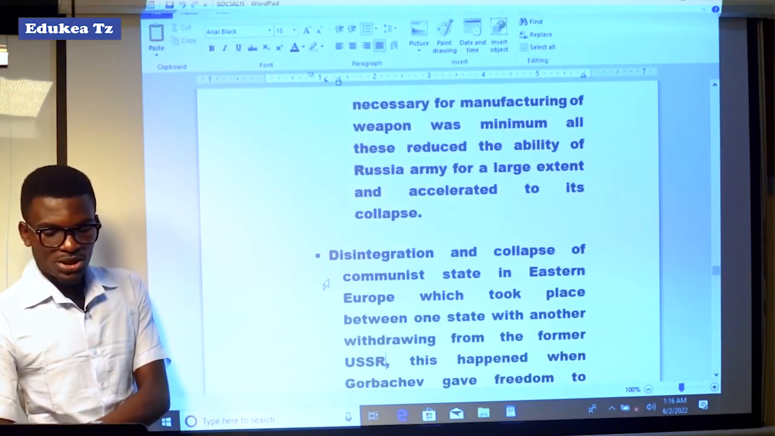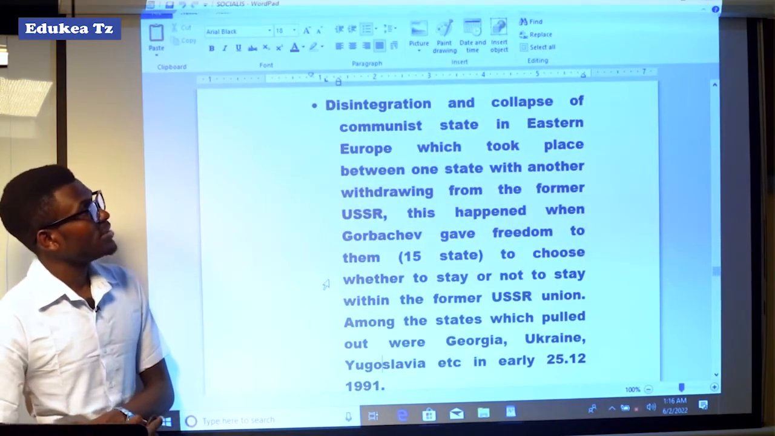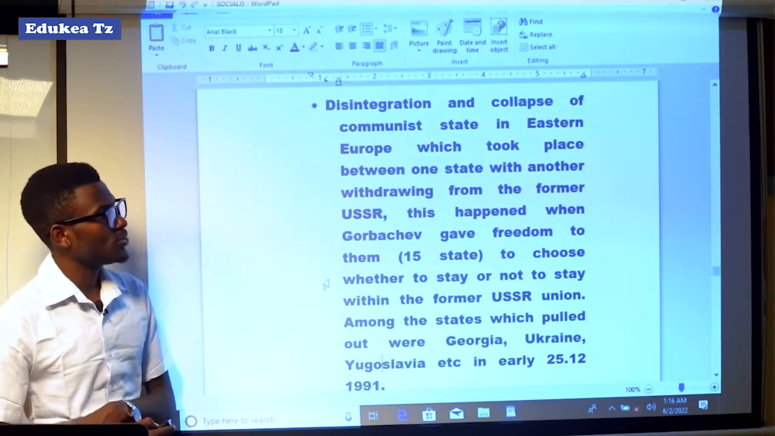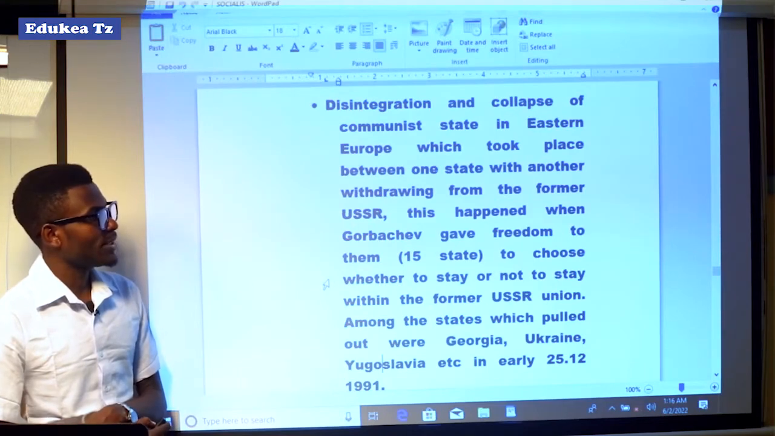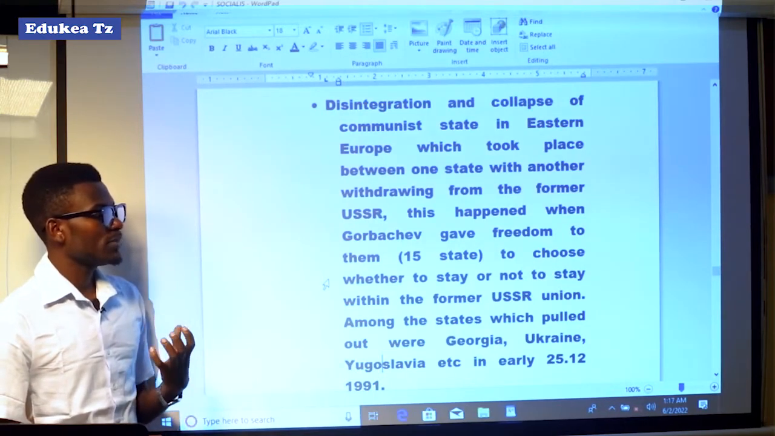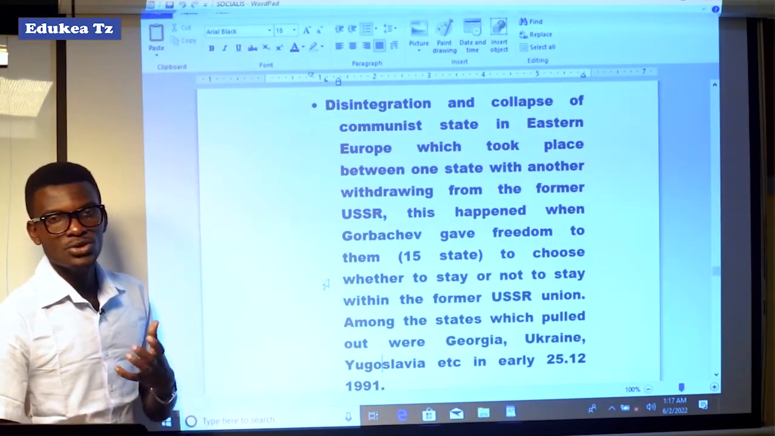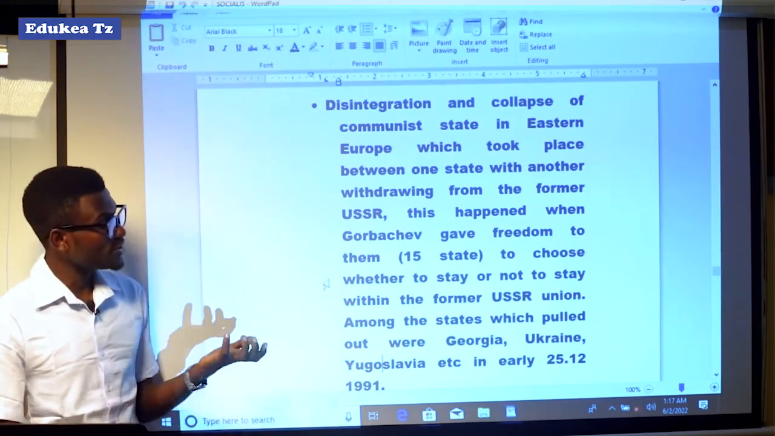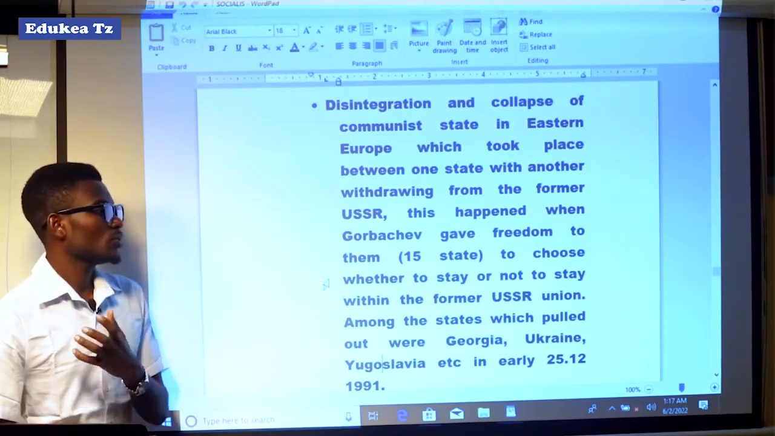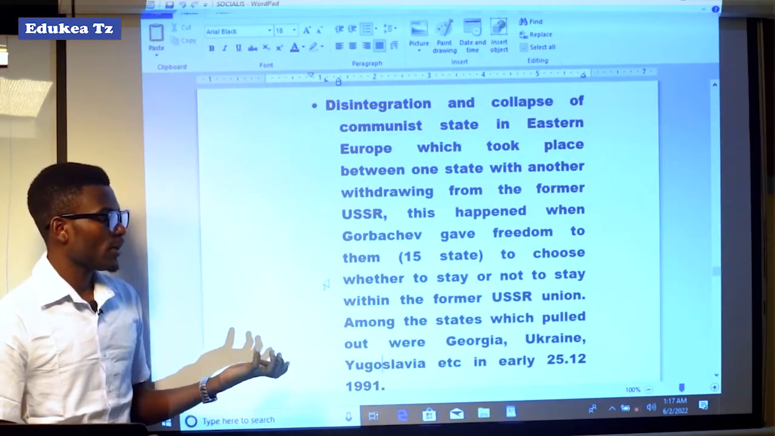Another was the disintegration and the collapse of communist states in Eastern Europe. To mean that the disintegration and the collapse of communist states in Eastern Europe took place as one state after another withdrew from the former USSR. This happened when Gorbachev gave freedom to them, the 15 states that were forming USSR, like Yugoslavia, Czechoslovakia, Ukraine, Georgia. Those states were given the freedom by Mikhail Gorbachev to get their independence and to choose whether to stay or not to stay within the former USSR Union.